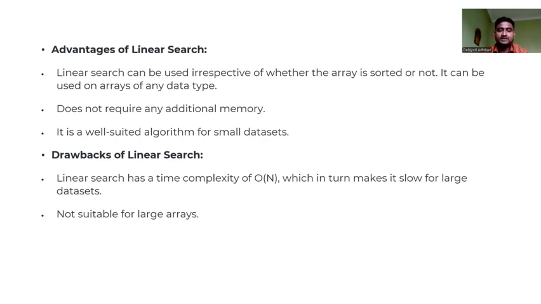Drawbacks. What are the drawbacks of this algorithm? Linear search has a time complexity of big O n, which makes it slow for large data sets. It's not suitable for large data sets. Why? Because its time complexity for the worst case and average case is big O n. In this scenario, for large data sets, it takes a very long time and gets slow. So it's not suitable for large data sets.